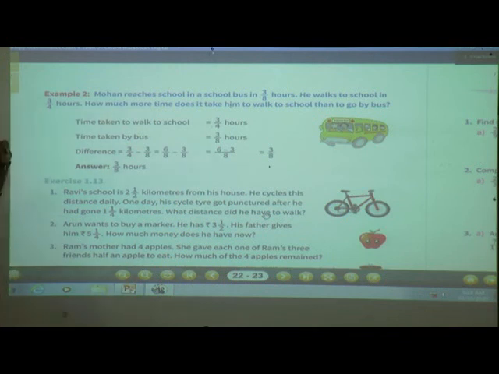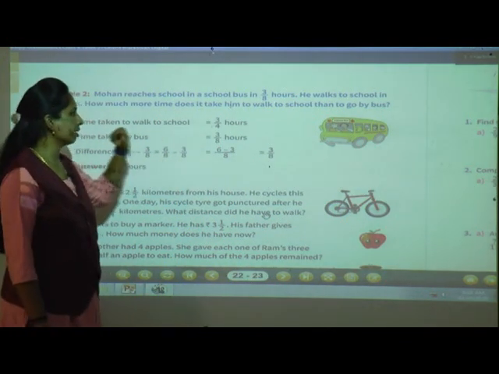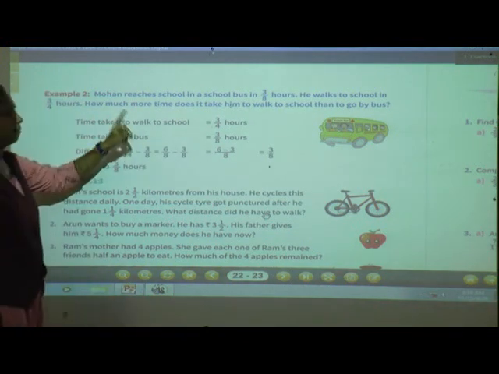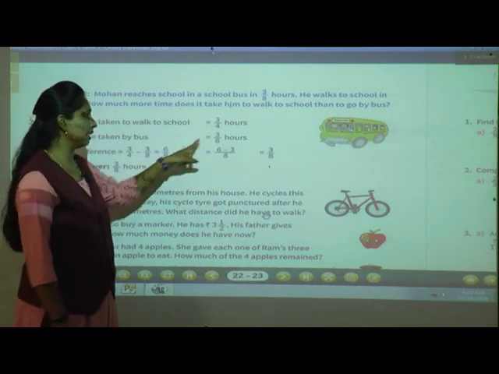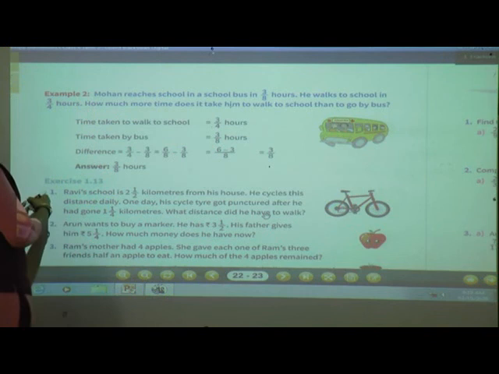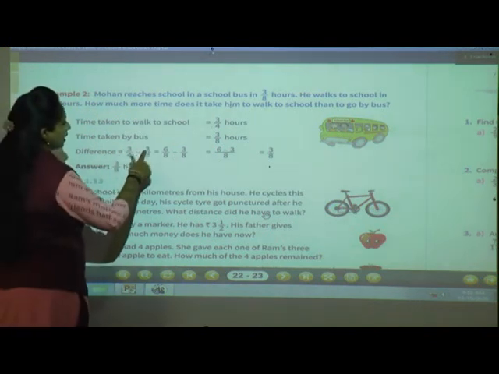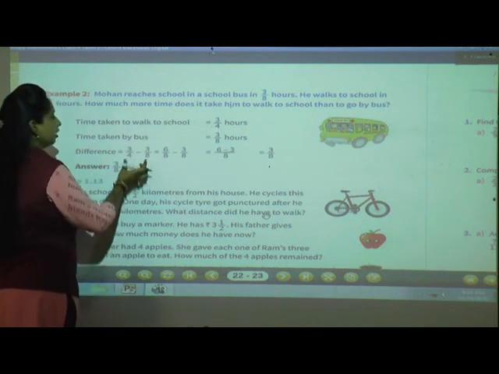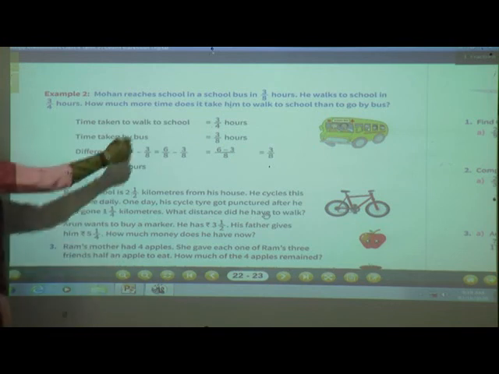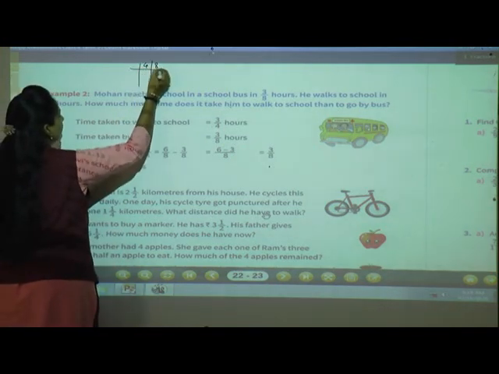Now see, what is the given information? Time taken to walk to school: how much time does it take? 3 upon 4 hours. And time taken by bus, when he comes by bus, it takes 3 upon 8 hours. So we have to find out the difference between both the hours. So 3 upon 4 minus 3 upon 8. Now denominators are not the same, so what do we have to do, students? We have to find out the LCM of both the numbers 4 and 8.